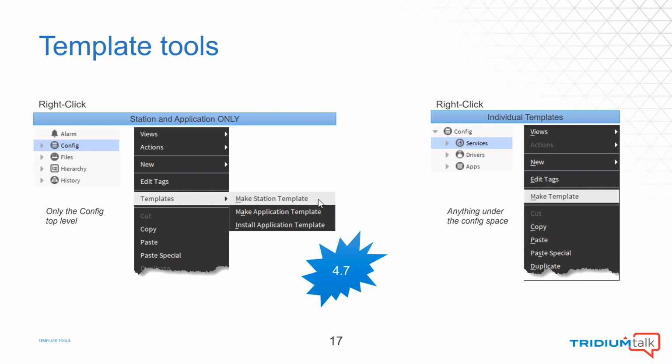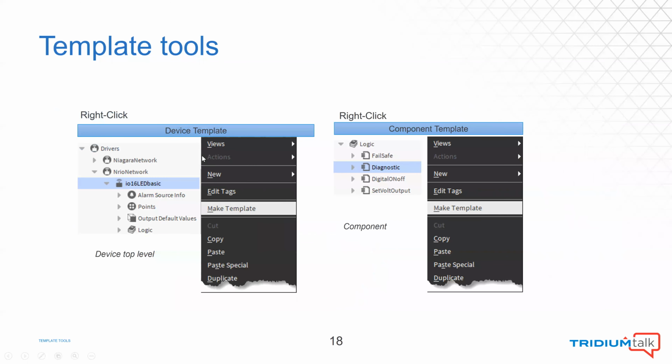Okay. So when we look at creating a device template, the only thing that's different here from a component template is that I'm actually on a physical device. So here in this example, we're looking at an NRIO network, and then the physical device is an IO16. And so when I make a template, it will know that that is a device template, and I'll show you the special case when we deploy it, how we can align that up to another physical device.